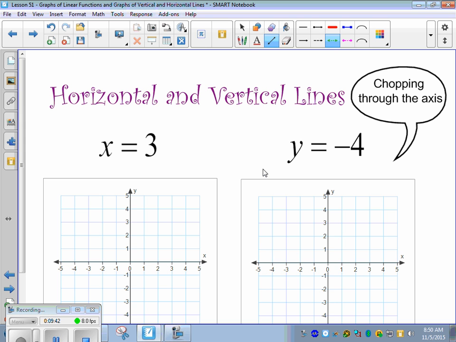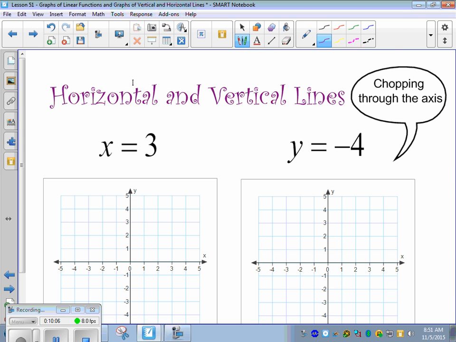horizontal and vertical lines. This stuff's pretty important, you guys. It's something that you kind of just have to memorize, but there's something that is helpful to help you memorize it. We like to think of it as lines that chop through the axis. So when we have x equals 3, it's chopping through the x-axis at 3.